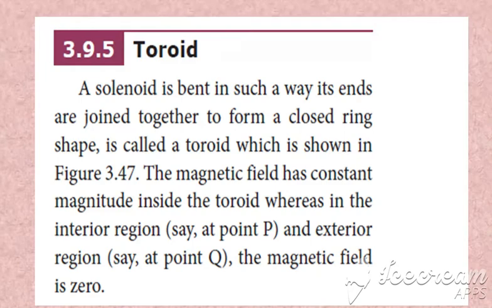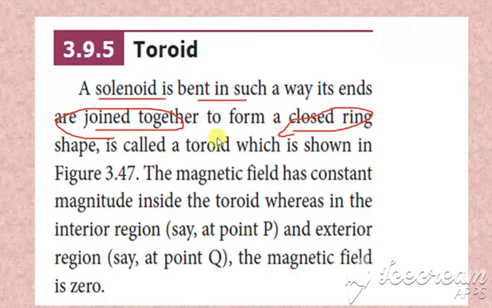So next we are going to see what a toroid is. A toroid is a solenoid which is bent. We are going to consider a solenoid which is bent and joined together, and it forms a closed ring. That closed ring is called a toroid.